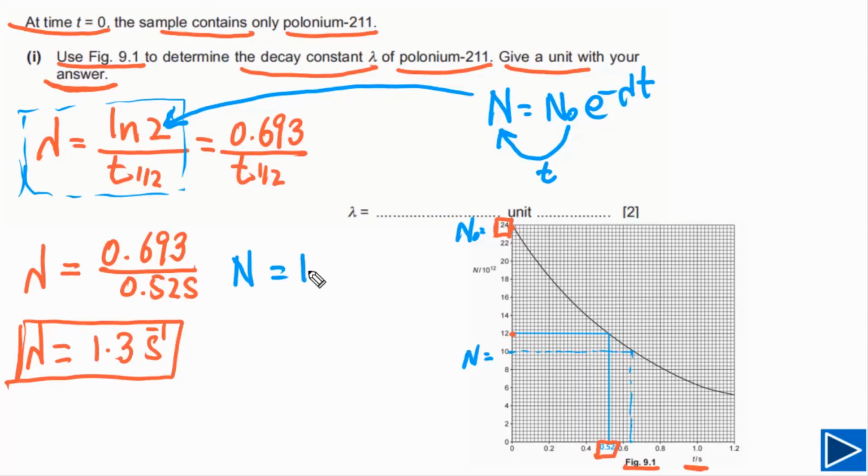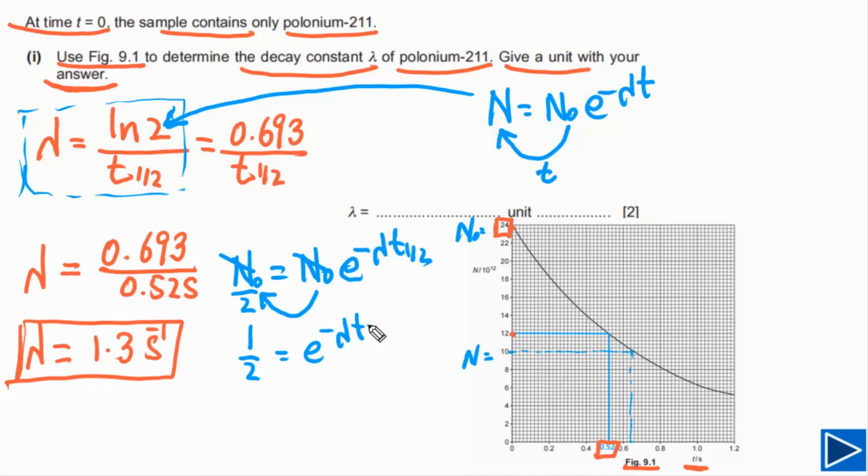Imagine that N naught decays to N naught by 2, meaning half the number of nuclei decay. So we can write e to the power of negative lambda times the time taken, which will be equal to 1 half-life. In this case we can cancel N naught with N naught. So we are left with 1 by 2, and this is equal to e to the power of negative lambda times 1 half-life. Now, if we take natural log on both sides, we get ln of 1 by 2, and ln of e to the power of negative lambda times 1 half-life.